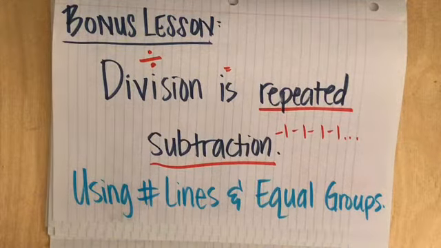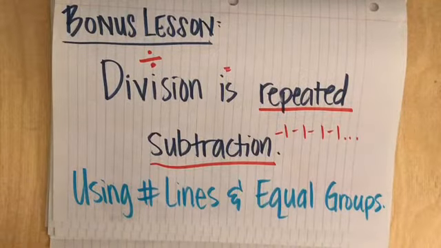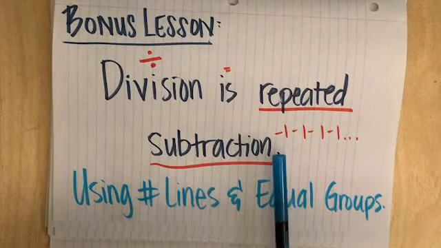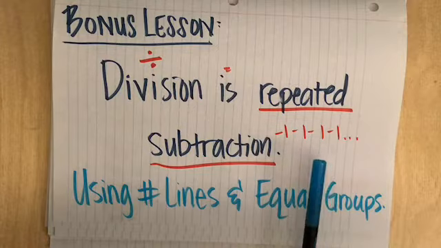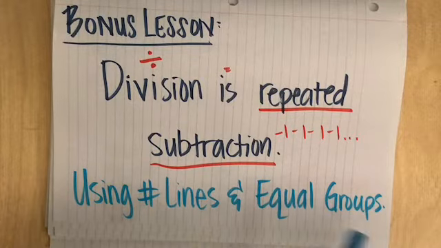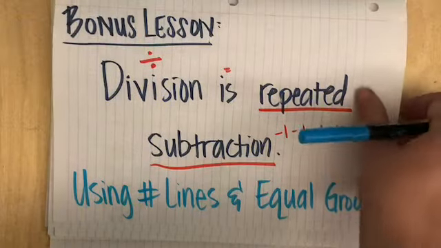Hey third graders, today is a bonus lesson. We're going to be reviewing what division is the next few days. So today we're going to be thinking about division as repeated subtraction. So division is repeated subtraction. So subtracting the same number over and over again until you don't have anything left. We're going to be using number lines and equal groups to demonstrate this.